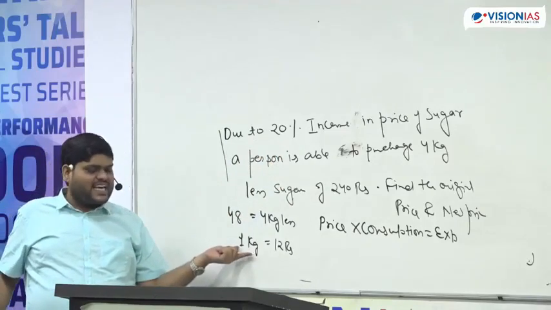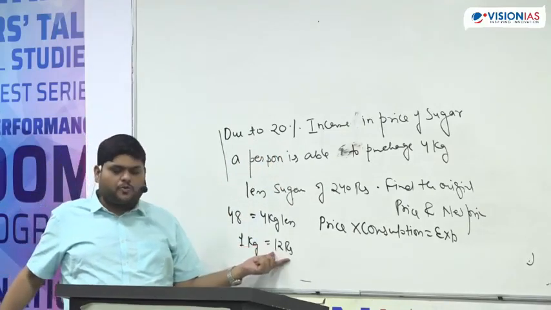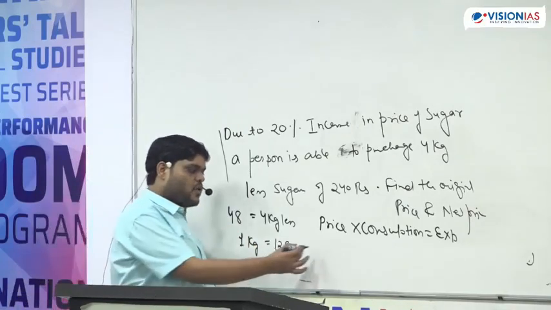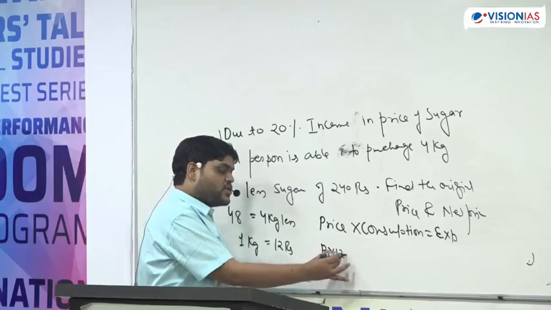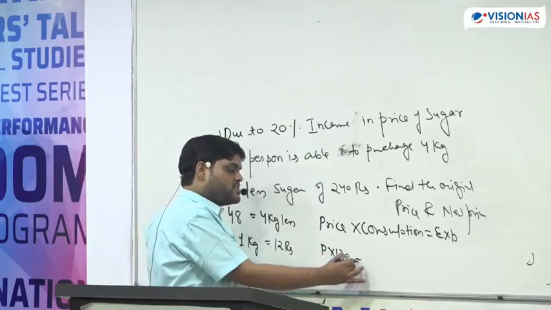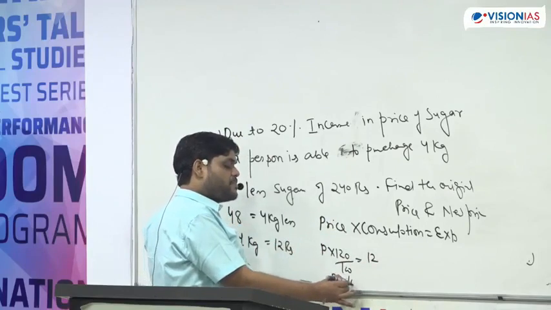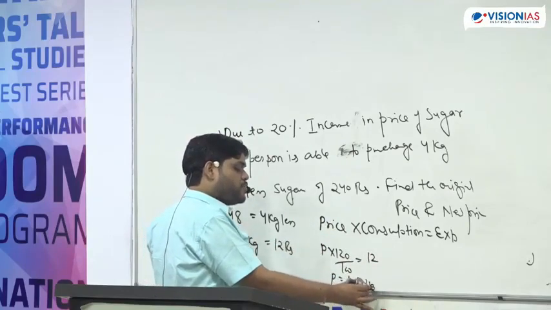So we can say that the price of 1 kg is 12 rupees. This is the increased price. So what is the increased price? Increased price is 20% more than the original price, and this is equal to 12. So what is the original price? Original price is 10 rupees per kg.